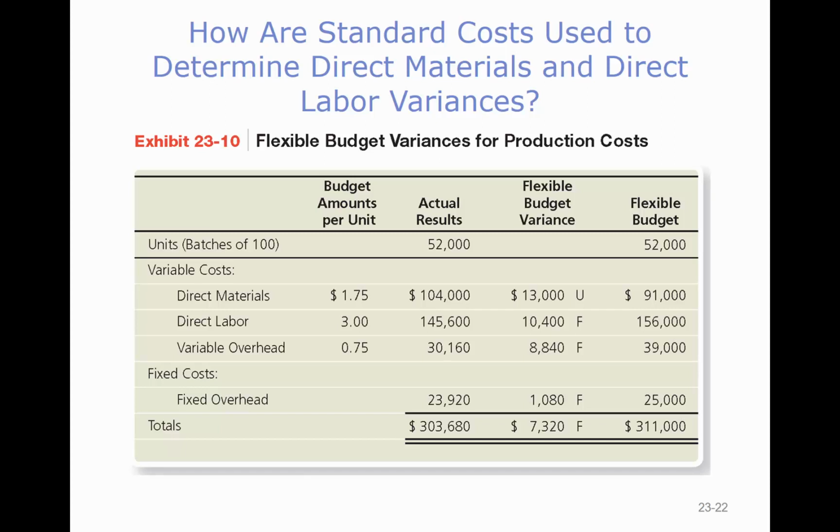All these variances compare what we actually did to the flexible budget, which is based upon the standard costs, right? We take the standard cost per unit, multiply it by the number of units, and that gives us the standard expected cost or flexible budget cost, and the difference between the two is the variance.